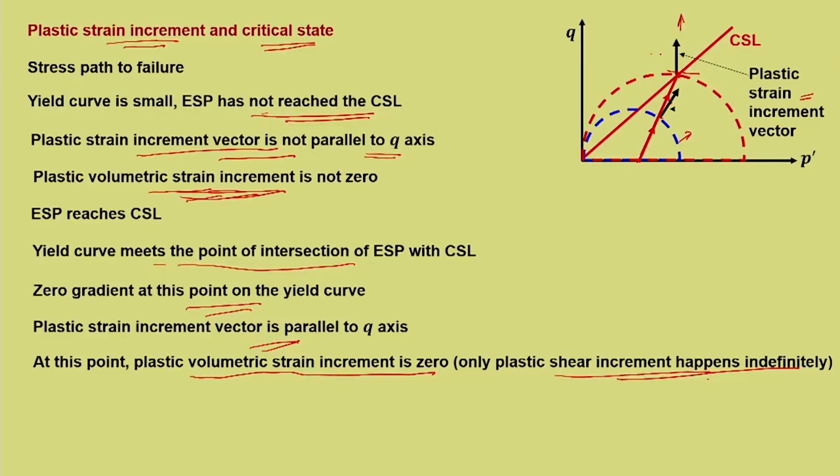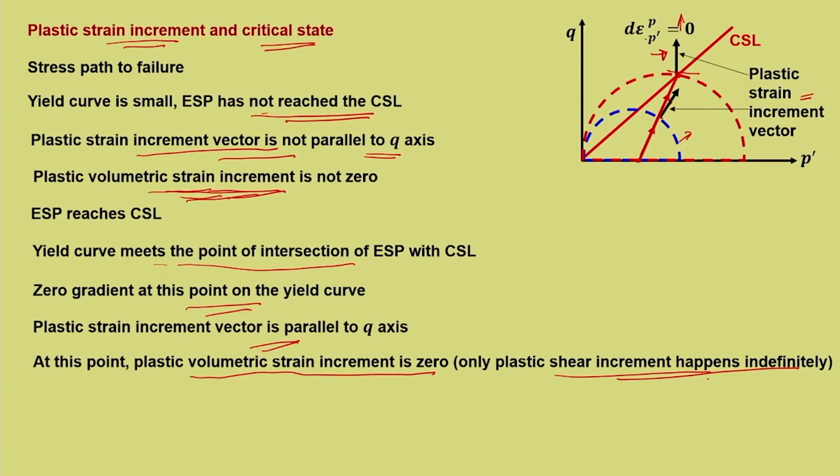Now you will clearly appreciate what is meant by the statement in this particular slide. The plastic strain increment vector in the q direction means it is shearing indefinitely, it is infinite, whereas d epsilon p dash p, which shows the plastic volumetric strain increment, becomes 0, and there is no further change in stress because soil does not exist beyond this point. So two conditions are satisfied when the effective stress path reaches the critical state line and the yield curve, which is defined by this.